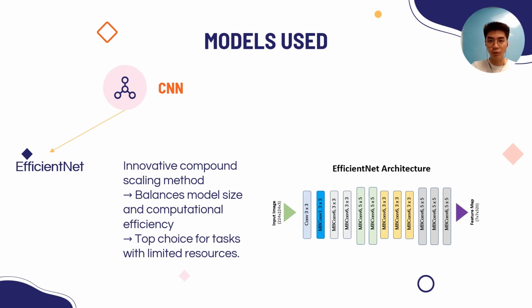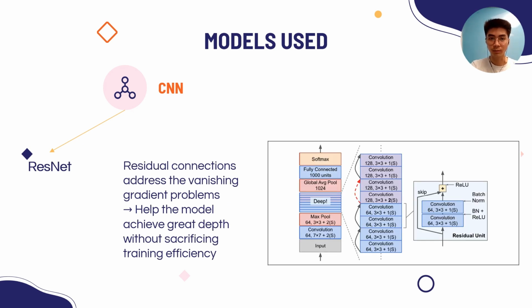The first CNN model that we have selected is EfficientNet. EfficientNet, with its innovative compound scaling method, expertly balances model size and computational efficiency. The model has shown top performance in relevant tasks such as image classification and object detection, which makes it an excellent choice for our popularity prediction problem. The second model that comes from the CNN family is ResNet. Its residual connection addresses the vanishing gradient problem, which in turn helps the model to achieve greater depth without sacrificing training efficiency. With its ability to capture intricate features, the ResNet architecture proves suitable for our task.